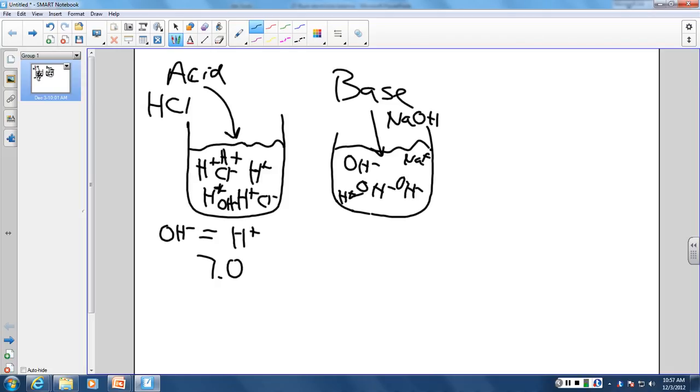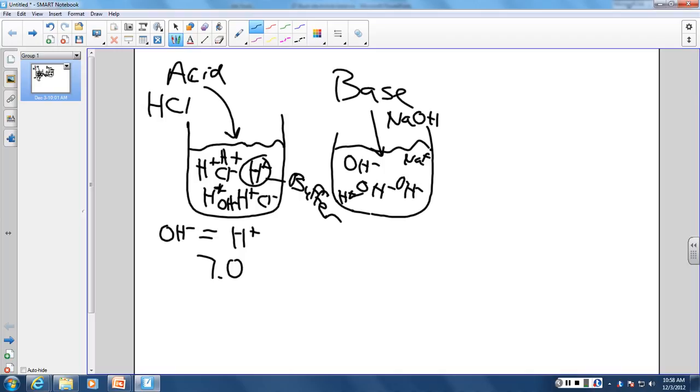Our body has buffers that resist changes in pH. When you introduce hydrogen ions to your blood, what buffers do is soak them up. Instead of the hydrogen ion being free, it's going to bind to a buffer. As long as the hydrogen ion is not free, it's not contributing to the pH. That's what buffers do.